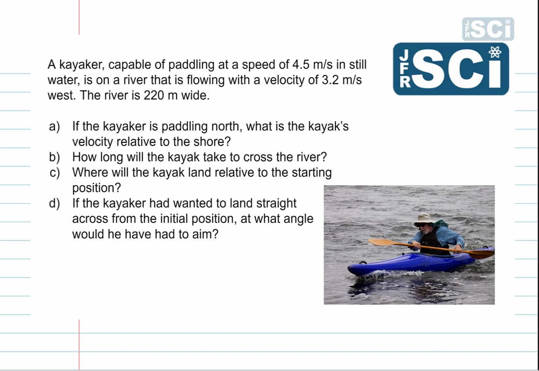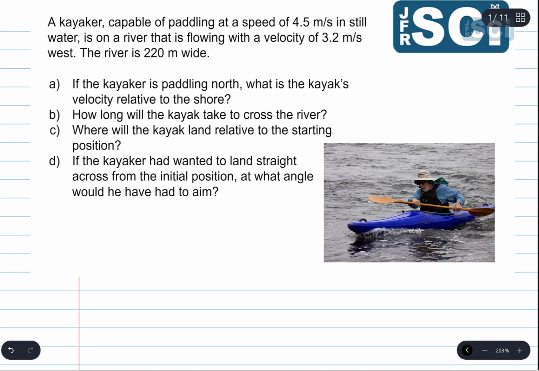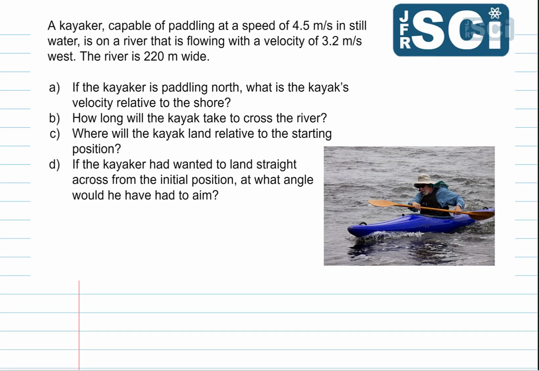And the problem that we have on our screen right now is simply a boat or a kayaker in a river. And so what I would advise when we look at these types of problems to do first would be simply to draw a picture of the information that's given to us in the problem. So this problem has a kayaker and their paddling speed is 4.5 meters a second. And we're told that is in still water. So this information right here tells us a lot about the kayaker.